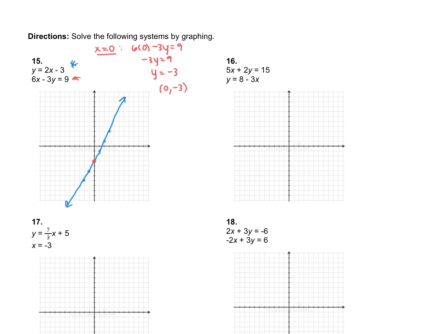Okay, great. Now let's make y 0. When we do, we get 6x, subtract 3 times 0 equals 9. So 6x equals 9. Ooh, this one is not as nice. 9 divided by 6. Let's try to simplify that. What are those both divisible by? 3. So if I divide by 3, I get 3 over 2. What is 3 over 2? 1.5. So that is the point 1.5 comma 0, right there. Looks like we found another solution that's the same.